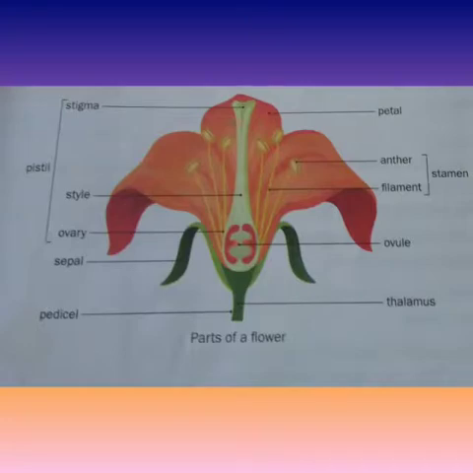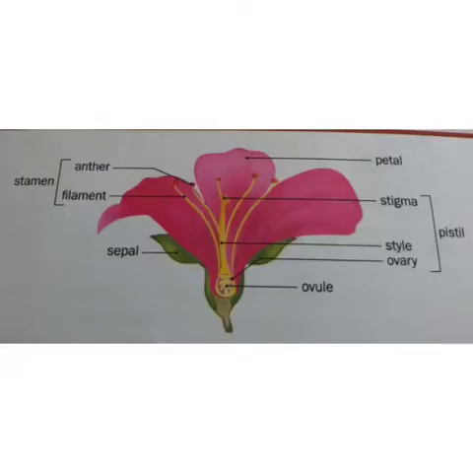Now we will read bisexual and monosexual flowers. All flowers may not contain both male and female reproductive parts, on the basis of presence of one or both reproductive parts. Now, we will first read bisexual. First, we will see bisexual flowers.